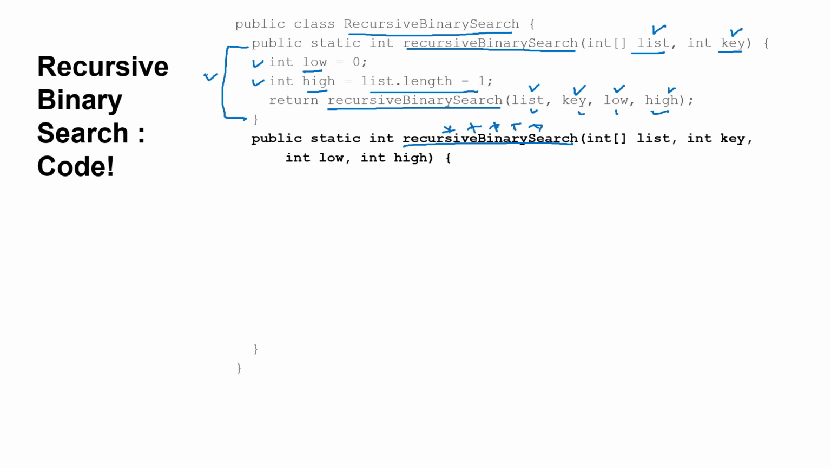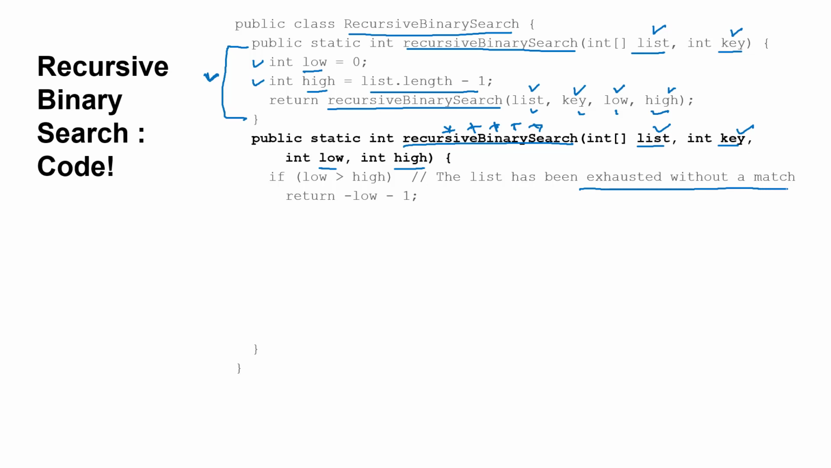This is the supporting method for binary search. It has the first parameter, which is the list, then the key that you're searching for, the low index and the high index. All right, so we are taking the first case, where we have exhausted the list and did not find it. When will that happen? Only when low is greater than high. If that's the case, then we return -low - 1.